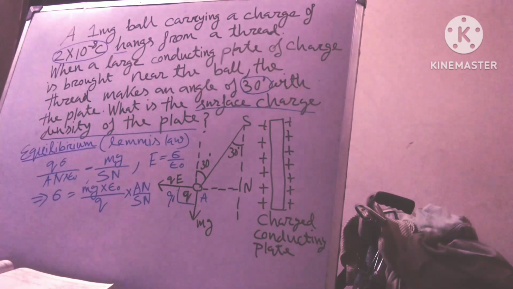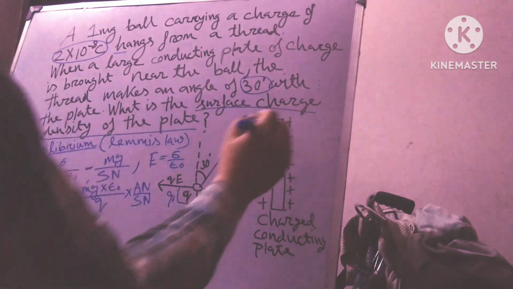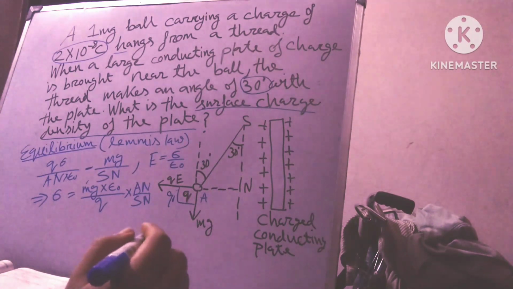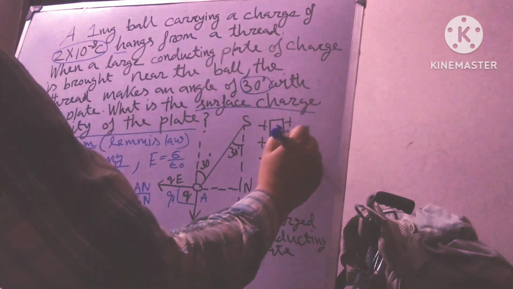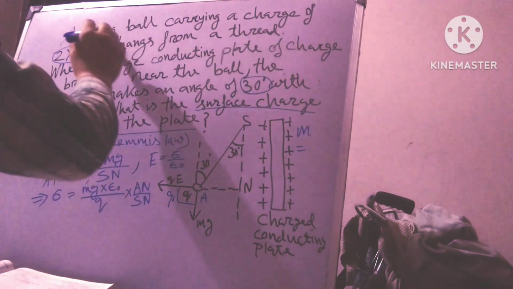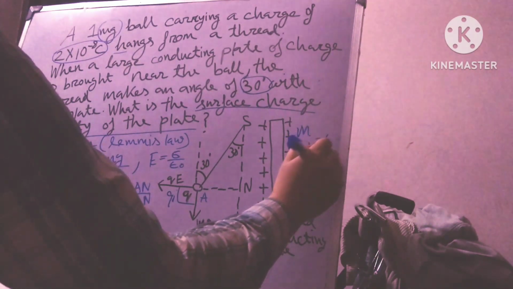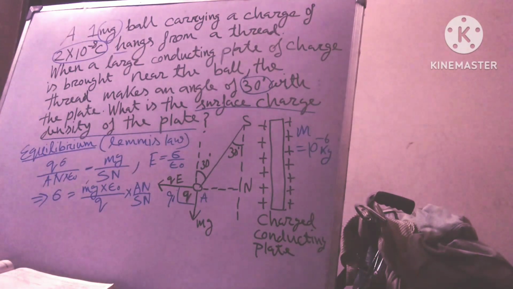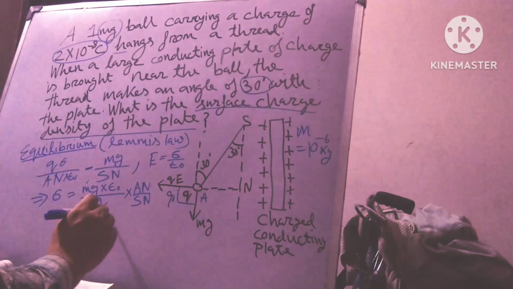Now friends, m equals 1 mg, milligram. So it is 10 to the power minus 6 kg. So just putting the value, 10 to the power minus 6 kg, into 10.